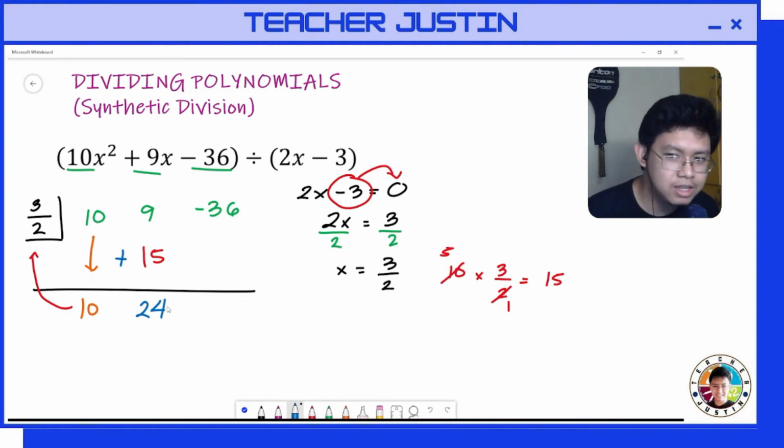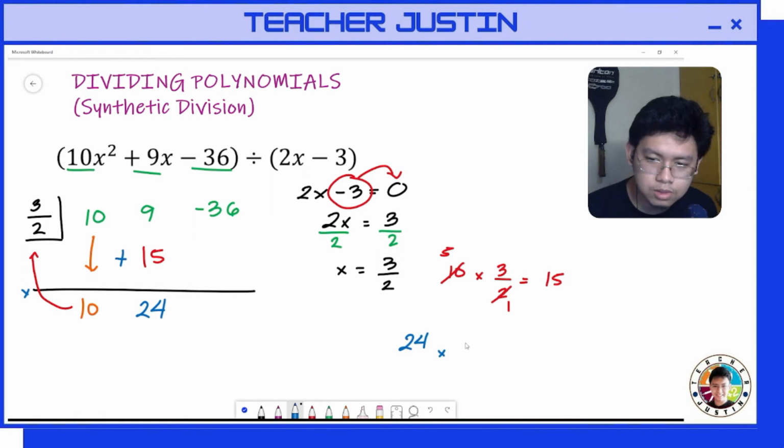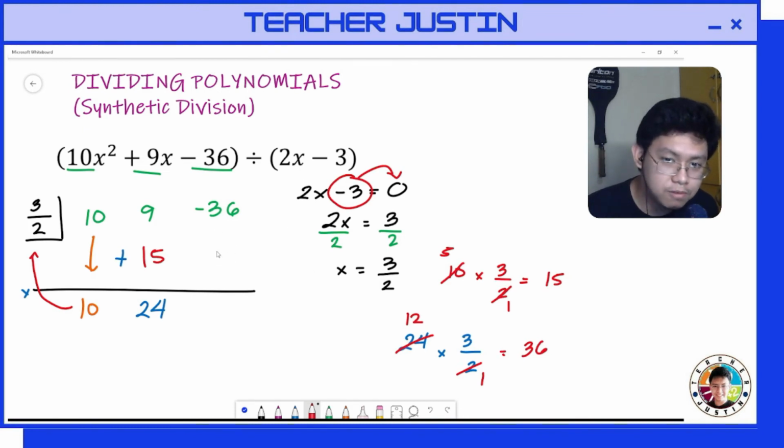Then let's repeat the same procedure. 24 times 3 over 2. So let's cancel 24 and 2. 24 will become 12. 2 will become 1. 12 times 3 is 36 over 1. So our product will be positive 36. Then let's add negative 36 and 36. So negative 36 plus 36, that will be 0.